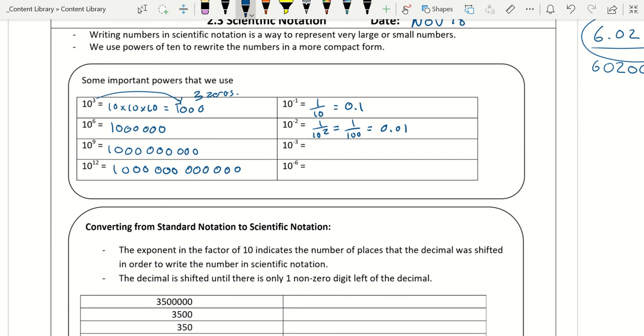So hopefully we're seeing a pattern here. So 10 to the negative 3 then would be 0.001. And 10 to the negative 6 would be 0.000001.